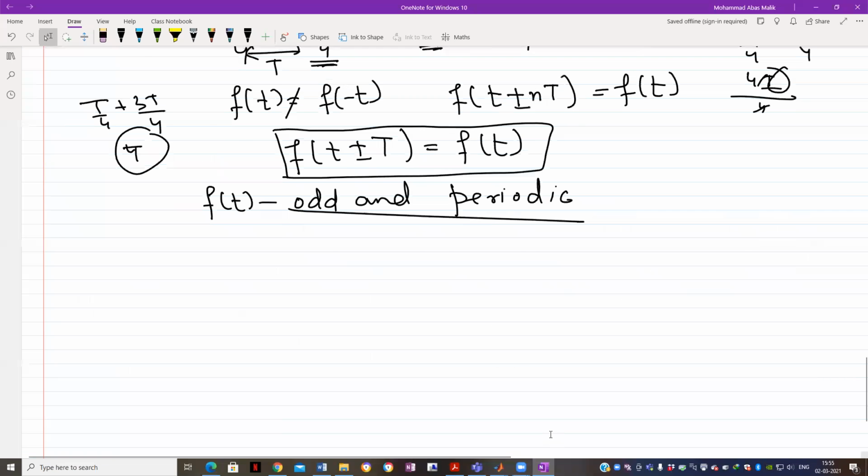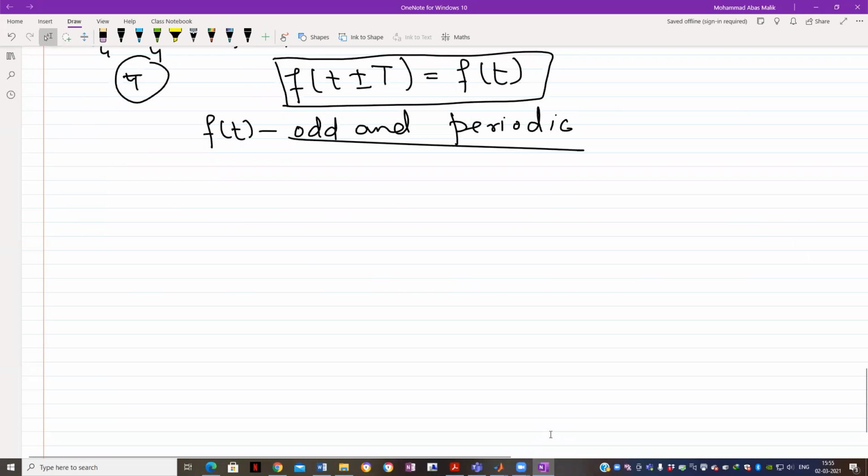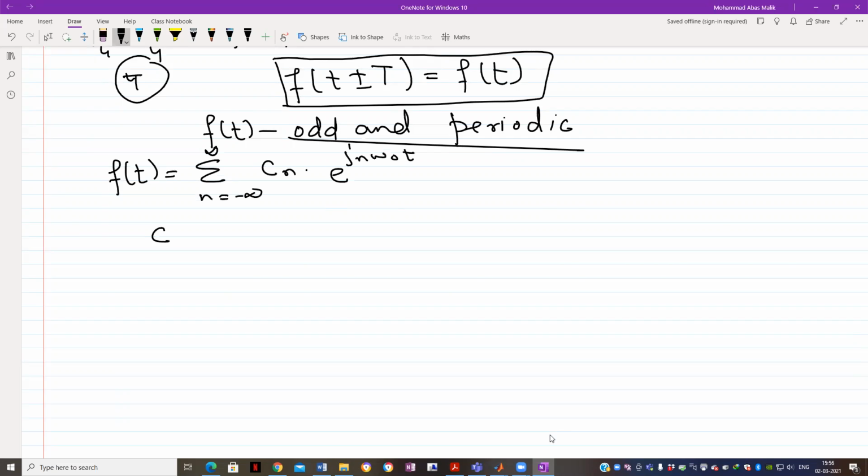Now we will try to find its Fourier series. So the Fourier series f of t will be equal to the summation of n from minus infinity to infinity, c of n into e raised to the power j n omega naught t. So the c n value will be equal to 1 by T, integral from minus T by 2 to T by 2, f of t into e raised to the power minus j n omega naught t dt.